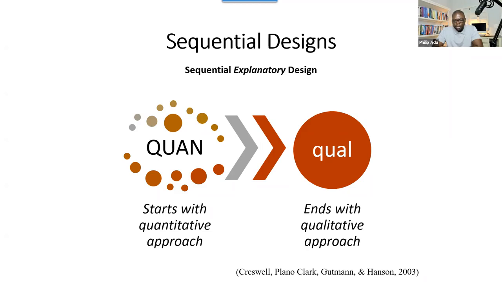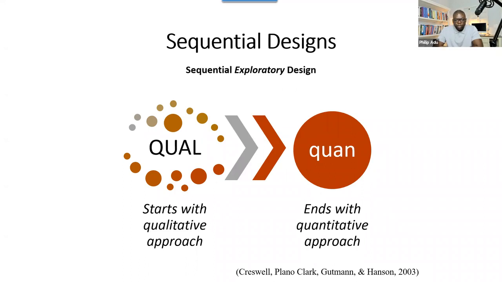It's just like you have an intention to address your problem using a quantitative approach, right? So you start with the quantitative approach, and then based on the findings of the quantitative approach, you implement the qualitative approach. So you have to wait and collect data, analyze, and then make decisions about the qualitative approach, how you're going to implement it. It's quite different from the sequential exploratory design.